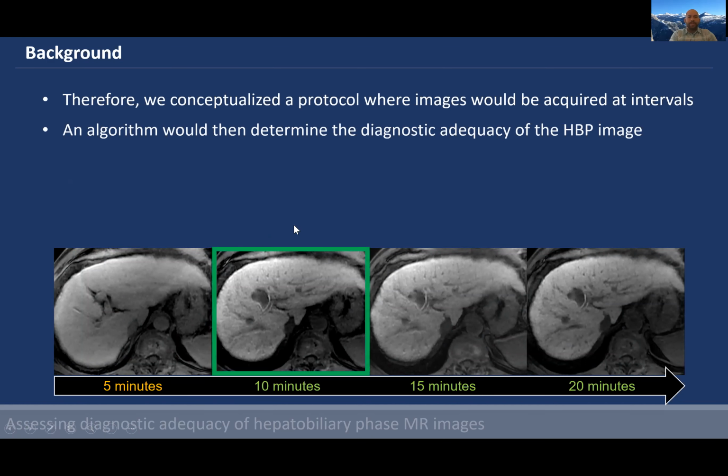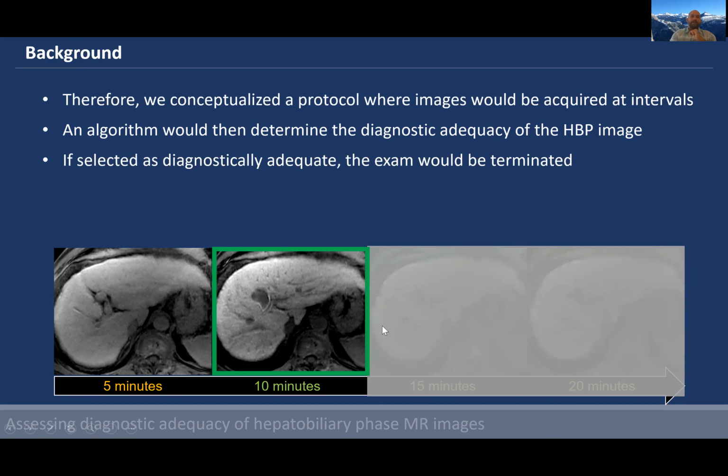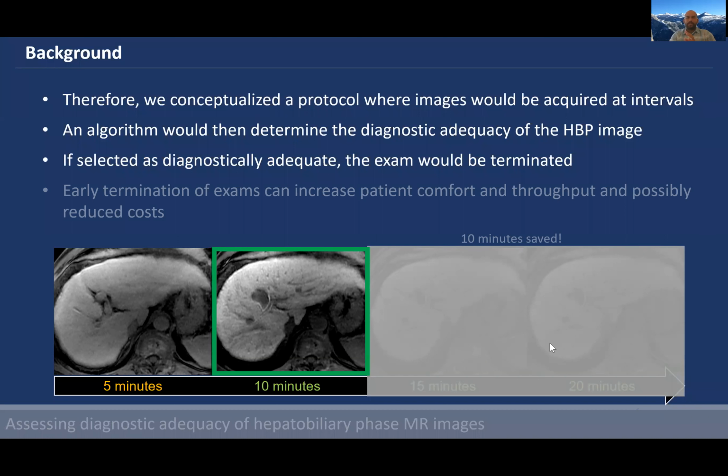So once we're imaging them in intervals, we could come up with a machine learning algorithm that would determine the diagnostic adequacy of each of these images as they are acquired. So the algorithm does need to be fast. Now, the first image that's selected as diagnostically adequate would indicate termination of the exam. So in this case, we're imaging every 5 minutes. This image here is determined to be diagnostically adequate by the algorithm. Therefore, we terminate the exam, and we are able to save 10 minutes from that exam.